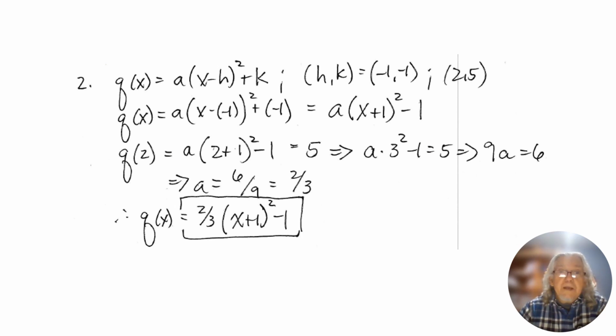I need to figure out what a is. I need to figure out what h is. And I need to figure out what k is. Oh, wait. I was told what h and k are, negative 1 and negative 1. So I'm just going to put those in and see what happens. I don't know what to do with this yet. So I don't know what a is, but I put this in, negative 1 for h, and I have k plus negative 1. Well, x subtract a negative 1 is x plus 1.